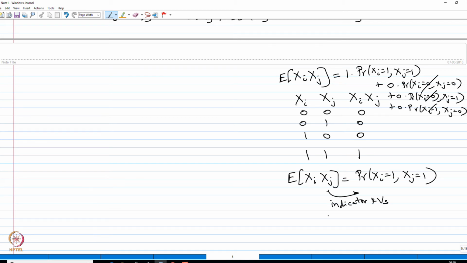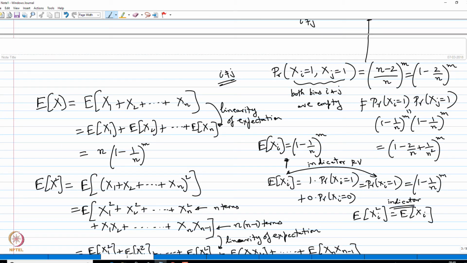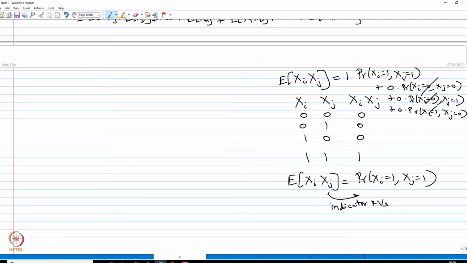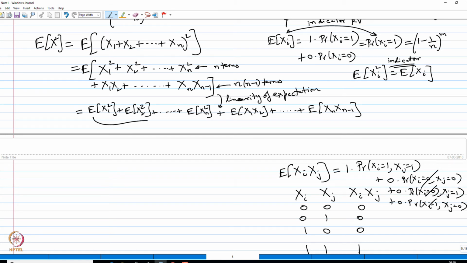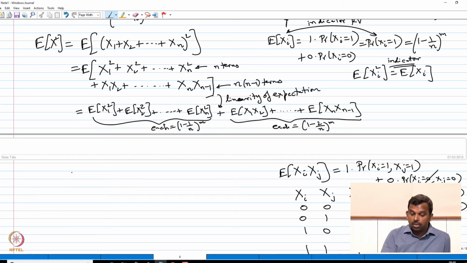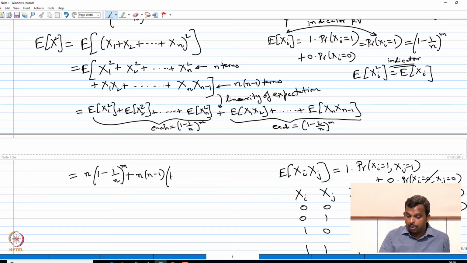Okay, so this we have already calculated, right? We just went and did this calculation here, xi xj equal to 1, and that is simply 1 minus 2 by n power m. Okay, so that is now easy to write down. So here you will see that there are n terms here, and each equals 1 minus 1 by n power m. There are n into n minus 1 terms here, and each equals 1 minus 2 by n power m. So I can write this as n times 1 minus 1 by n power m plus n into n minus 1 times 1 minus 2 by n raised to the power m.